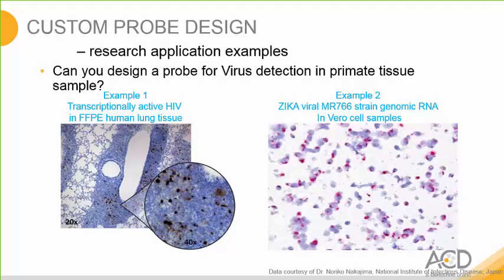Another popular request is virus detection in a host species. Here we are giving you two examples. On the left side is HIV detection in FFPE human lung tissue, and this is the brown assay. And another example is Zika virus MR766 strain genomic RNA detection in viral cells.